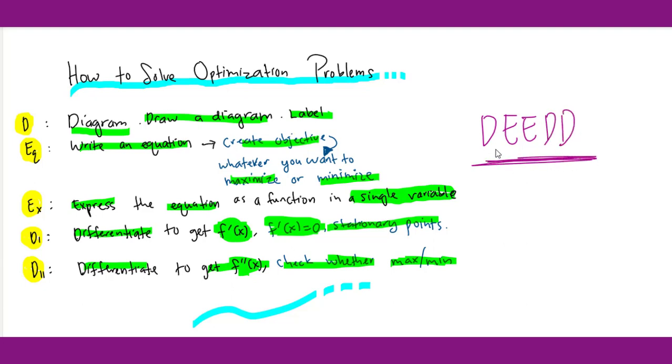Just remember D, draw diagram. EQ, write equation, whatever you want to check whether maximize or minimize. EX, express into one single variable. D1 is differentiate the first derivative to find stationary point. D double prime is to check whether that point is maximum or minimum.